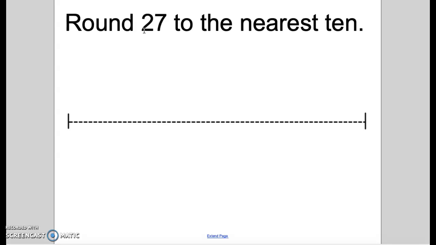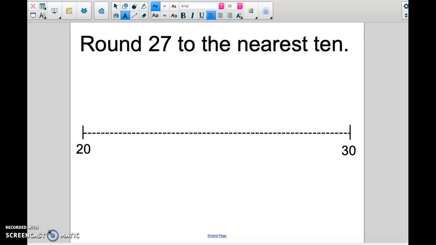What I like to do is have my students count by tens to figure that out. So they would say 10, 20, 30. Oh, well, 27 doesn't go past 30, so I can stop counting. So they would understand that 20 and 30 are our benchmark numbers. If you have the benchmark numbers labeled, you are going to go find the midpoint on this number line.